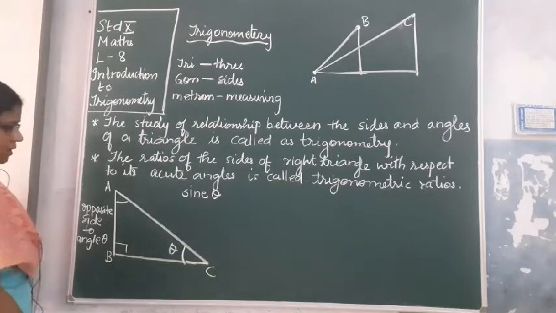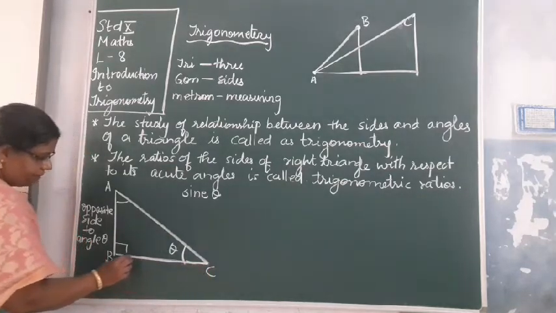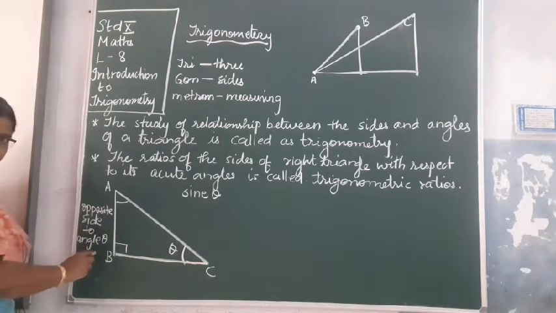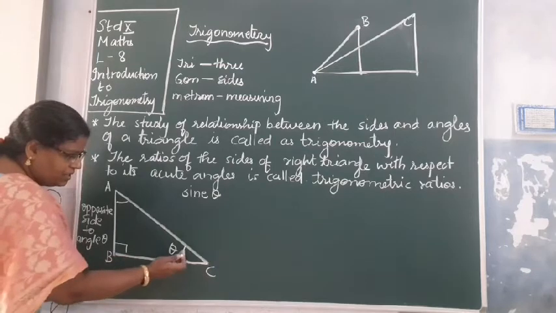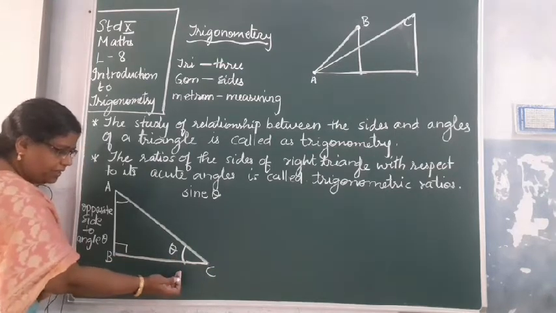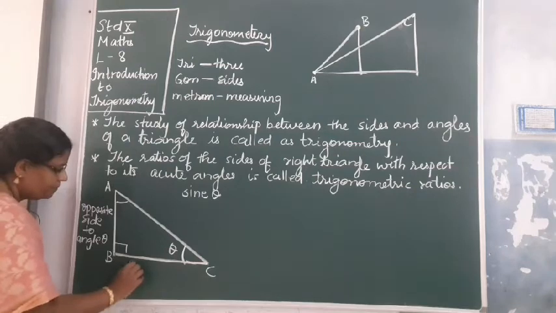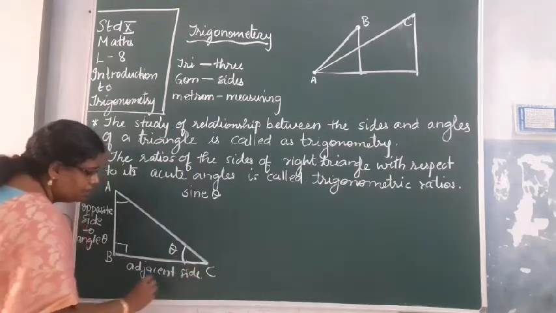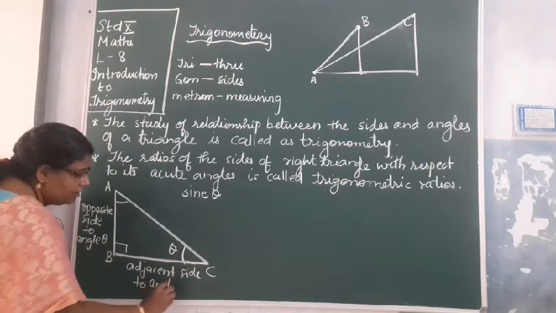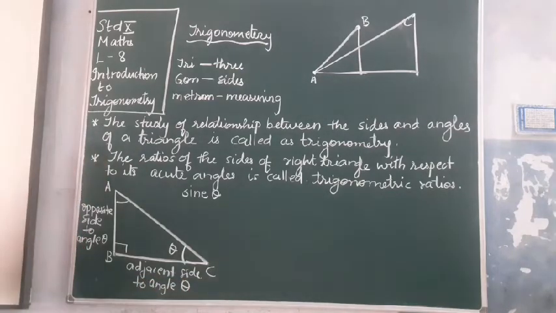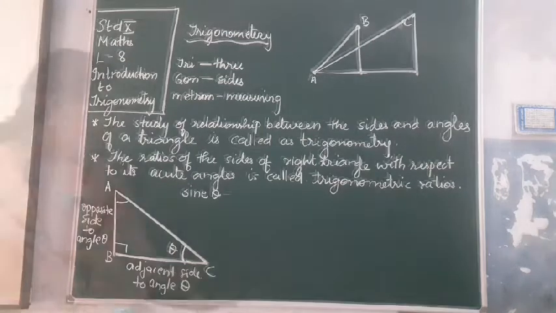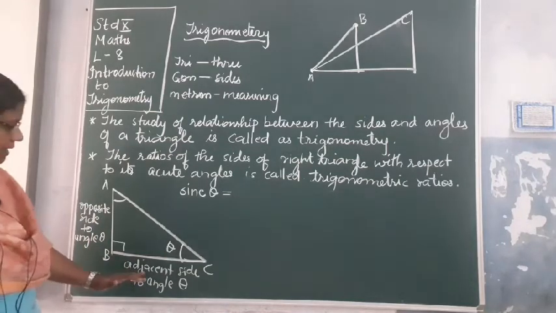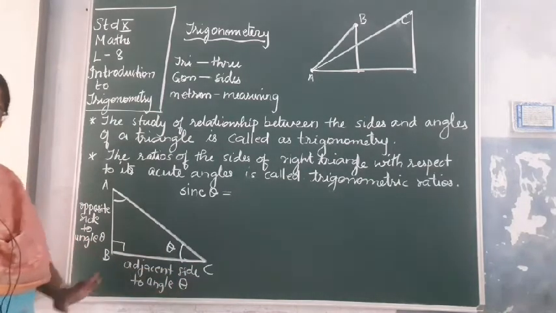ठीक है? और ये जो साइड है BC, ये तुम्हारा AB साइड था ना, AB side is the opposite side to angle theta, and this your BC side, which is just adjacent to that angle, will be called as the adjacent side to angle theta. Adjacent side to angle theta. So AB is the opposite side to angle theta, and BC is the adjacent side to angle theta.